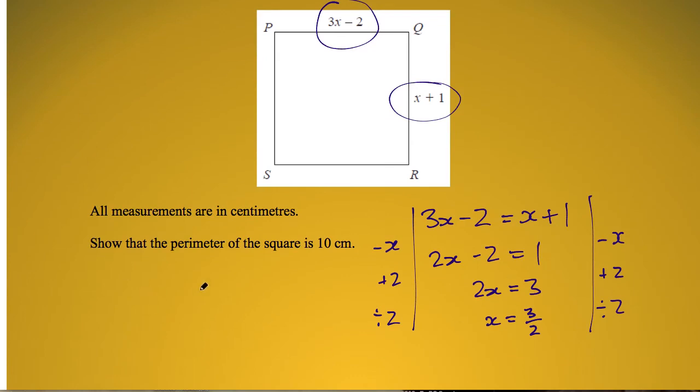So if x is 1.5, and I've got sides of x plus 1 and 3x minus 2, 1.5 plus 1 is 2.5, and obviously the other side is also 2.5 because it's a square. Let's just check that. 3 times 1.5 is 4.5, take away 2 is 2.5. So all the sides are 2.5. So the perimeter is 10 centimeters.